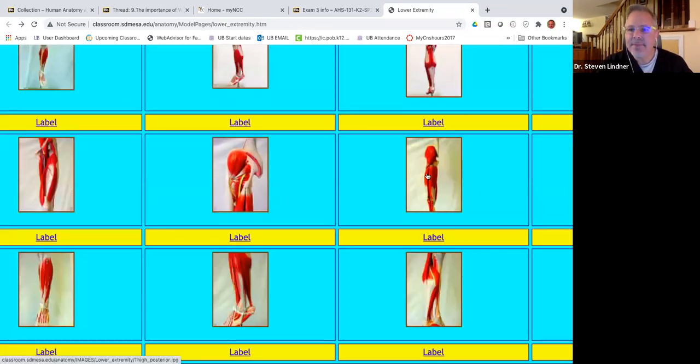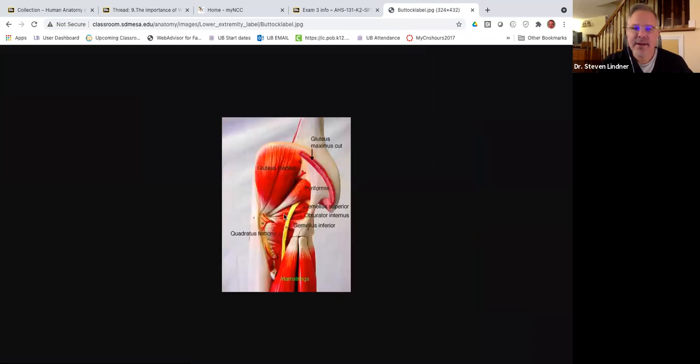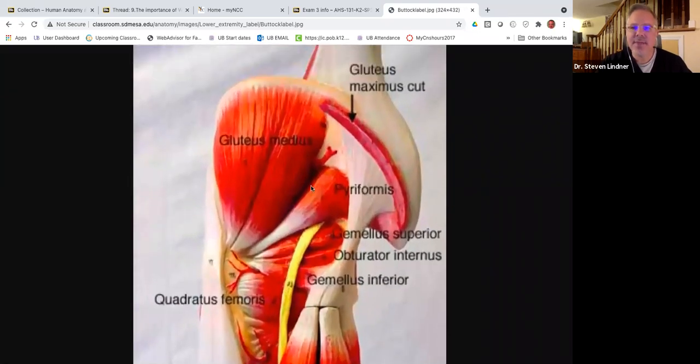Let me look at the posterior hip, and we're going to dissect the gluteus maximus. I want to cut that away. So here's the gluteus maximus that's cut right there. And what's deep to it is the gluteus medius. So the gluteus maximus was a hip extensor. The gluteus medius is a hip abductor.